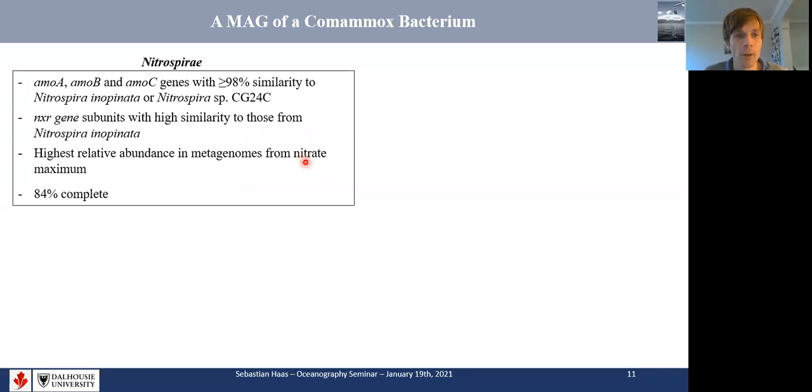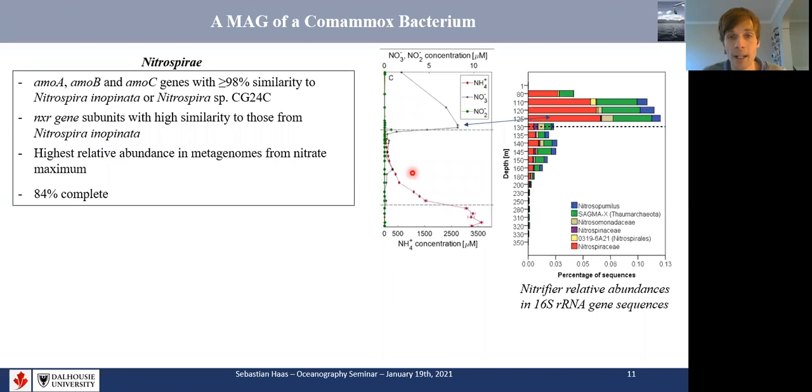And in Pow Lake, we found this MAG that contained both the marker genes for ammonia oxidation and nitrite oxidation. And it had its highest relative abundance in metagenomes from the nitrate maximum depth, so around here, where, as I said before, the upward diffusing ammonium is being used as soon as oxygen becomes available. So right here, we find this MAG most abundant, or genes associated with this MAG.